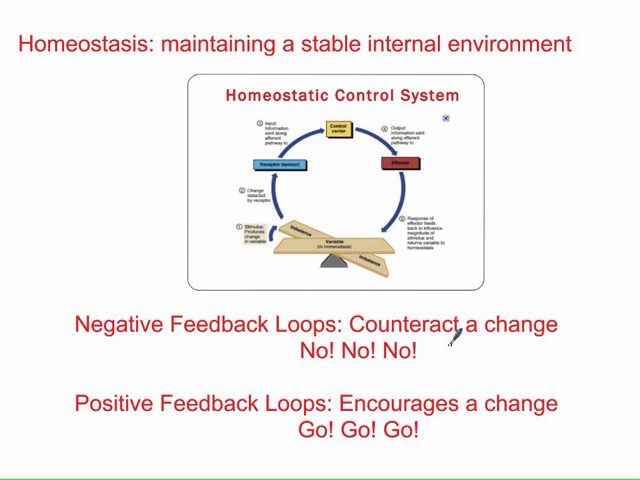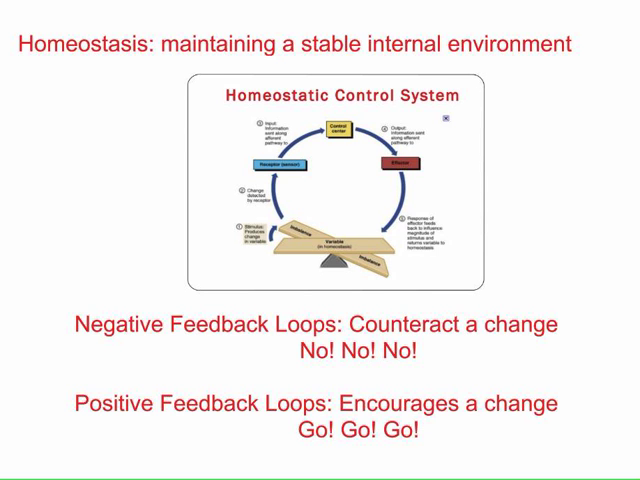Negative feedback loops are what are used to maintain homeostasis. They will counteract a change. So if something becomes too high, a negative feedback loop will function to bring it back down, or if something becomes too low, the negative feedback loop will function to get it back up. So I remember negative feedback loop, no, no, no. It doesn't want to change. Whereas positive feedback loops, these will encourage a change. So I remember that with go, go, go.